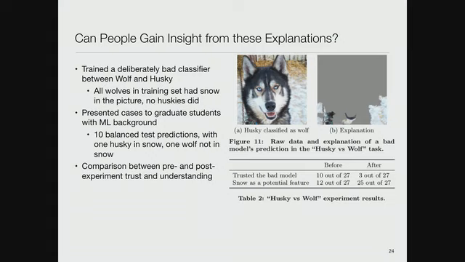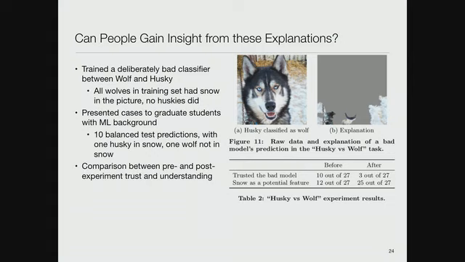And then they presented cases to graduate students like you guys with machine learning backgrounds, 10 balanced test predictions, but they put 1 ringer in each category. So they put in 1 husky in snow and 1 wolf who was not in snow. And the comparison was between pre and post-experiment trust and understanding.